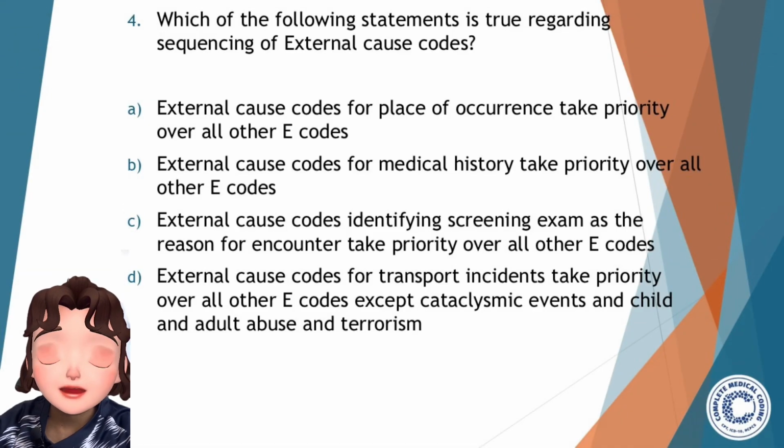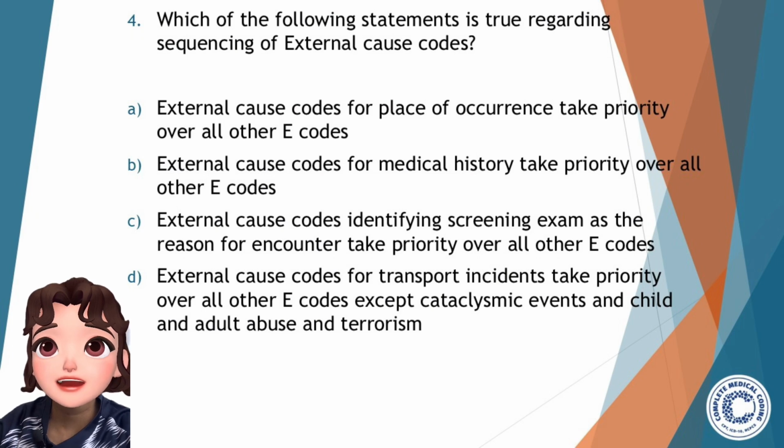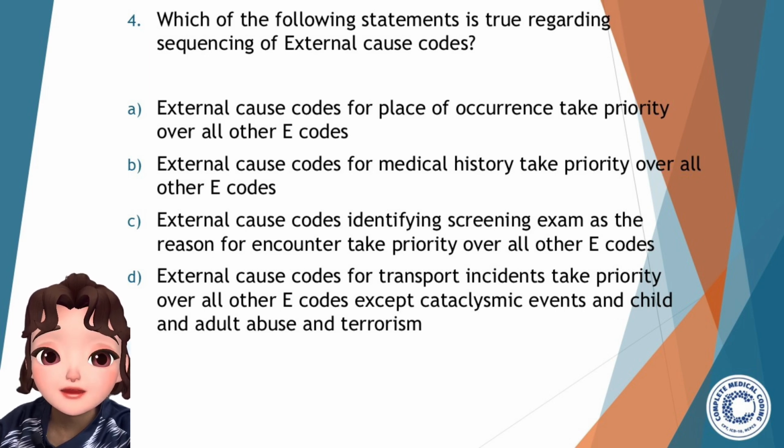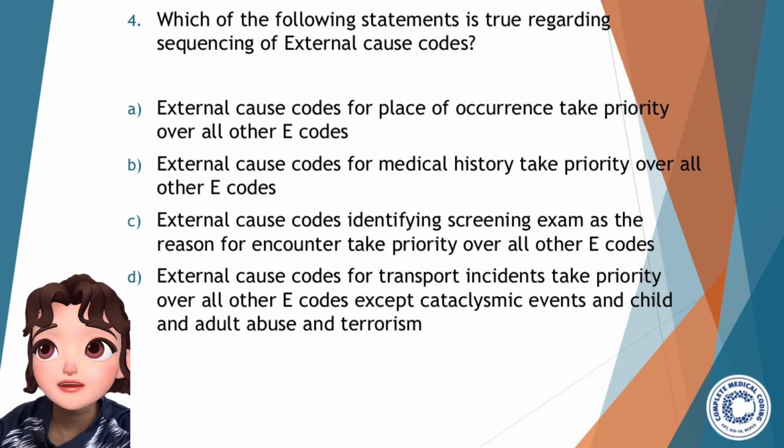Moving on to the fourth question. Which of the following statements is true regarding sequencing of external cause codes? Which is true regarding external cause injuries or external cause codes? When should we code external cause codes? Okay. First option. External cause codes for place of occurrence take priority over all other E codes.